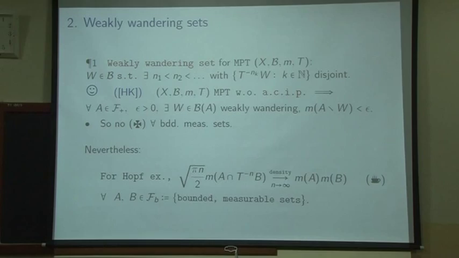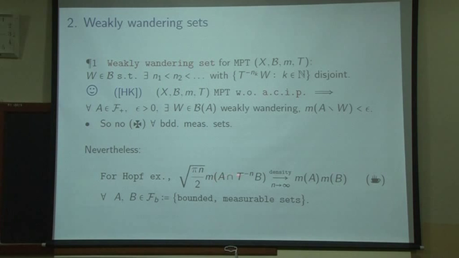So there's the bad news. And here's the good news again. For the Hopf example, it converges for all bounded measurable sets, but along a sequence of density one. So that's my result today. In fact, what I'm really going to do is to define a property that comes out of this result and indicate how you can prove that the Hopf example and other things have this property.